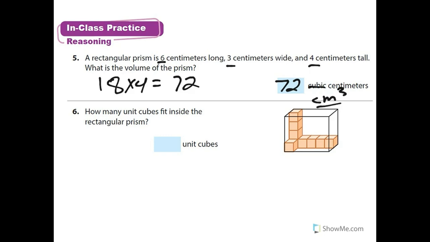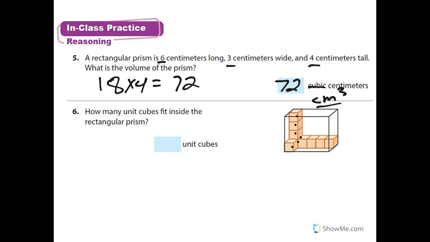All right, and then number 6 says how many unit cubes fit inside the rectangular prism. Okay, so we're going to fill this. Now, we're not just counting these individually. We're going to fill this up. All right, I want you to go ahead, find that answer, and then we'll go over it.